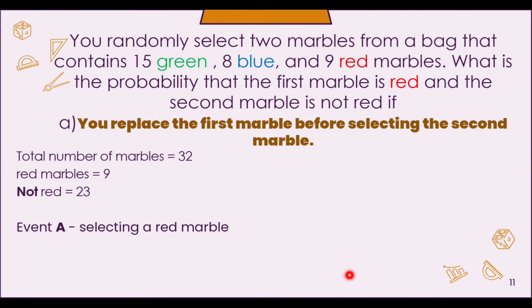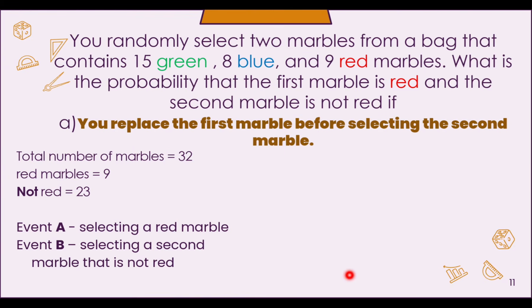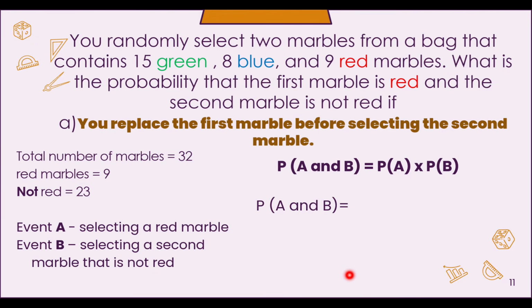We consider the event A as selecting the first marble and it is red. And event B is selecting a second marble that is not red. Again, what's the formula to use? The probability of A and B is equal to the probability of A times the probability of B happening. What then is the probability of A? Event A is selecting a red marble. So that is number of red marbles, which is 9, divided by the number in the sample space, which is there are 32 marbles all in all.